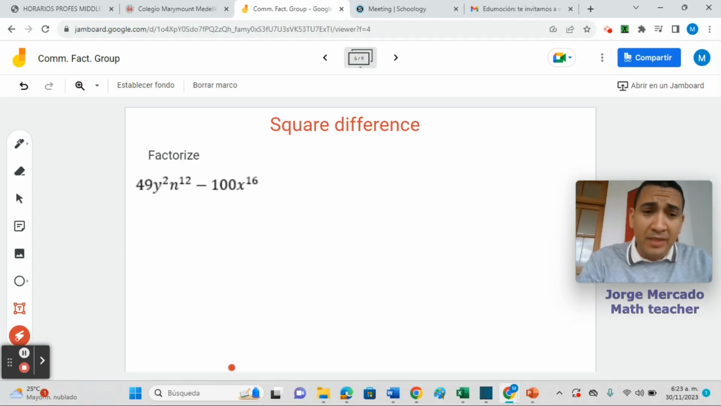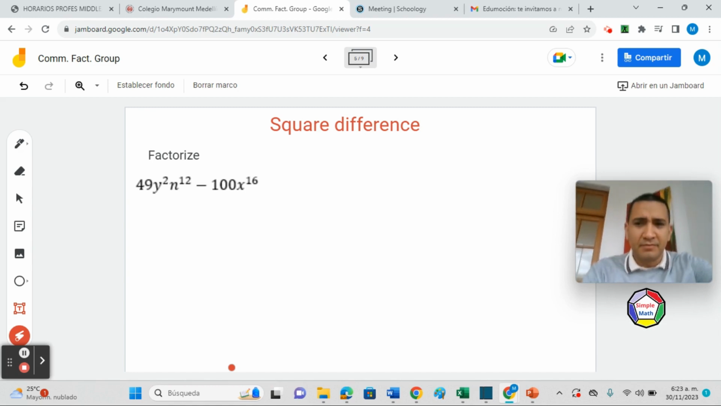In this video, I will explain an exercise about square difference. This is a type of factorization, and the instruction is the same, factorize. Okay, how do we factorize this?